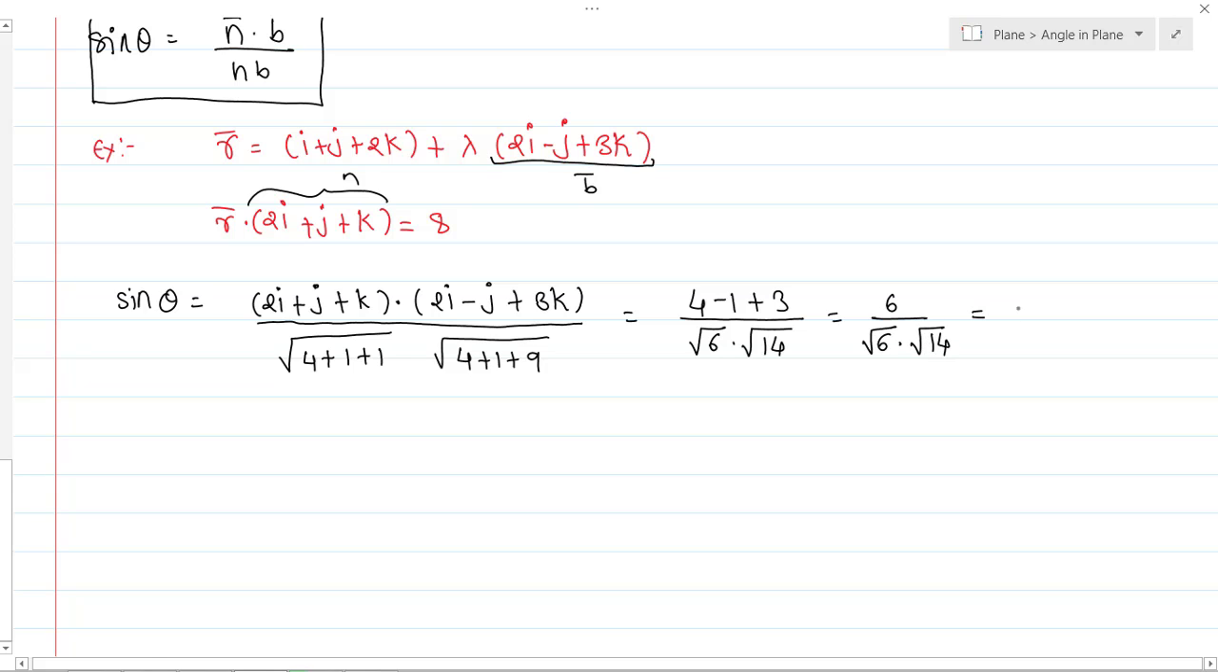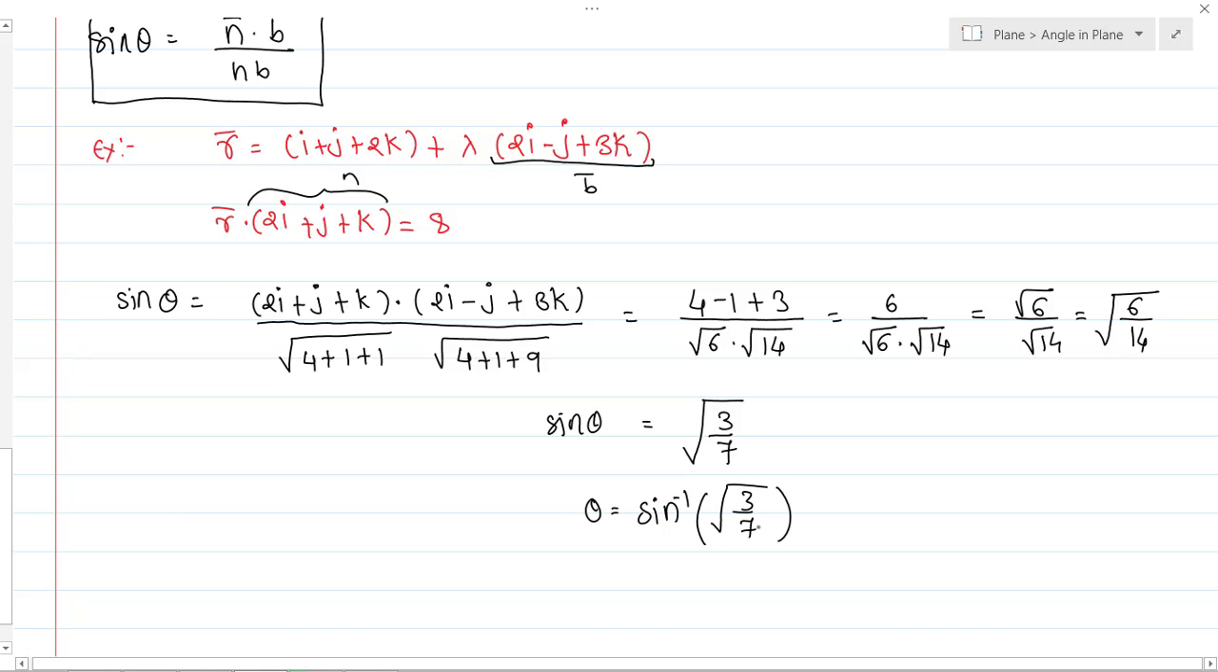So this is nothing but root 6 by root 14. You can simply combine this, so 6 by 14, which is nothing but root of 3 by 7. So this is equal to sine theta. So what will be the angle? Theta will be sine inverse of root 3 by 7. So this is my angle between the line and the plane.